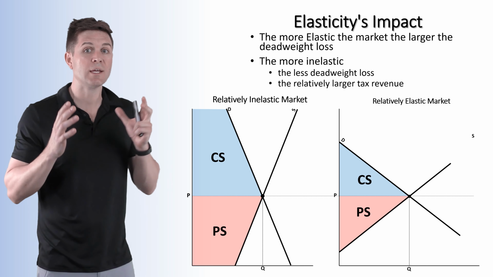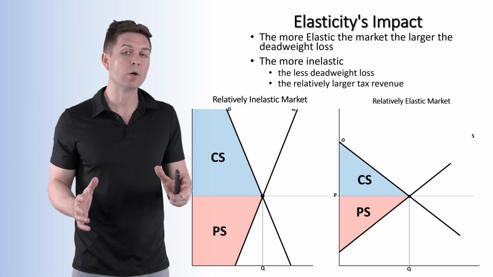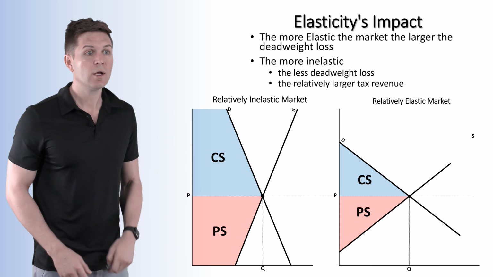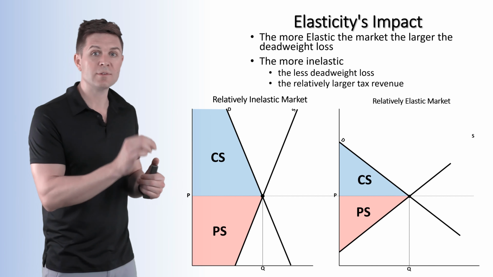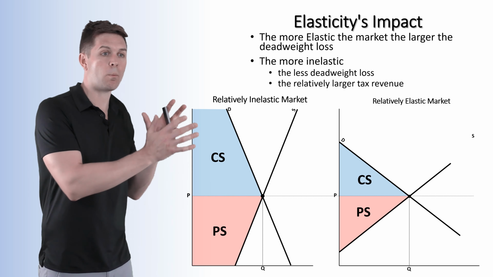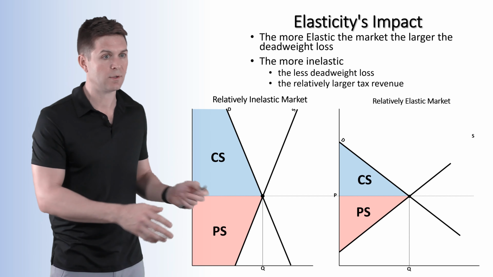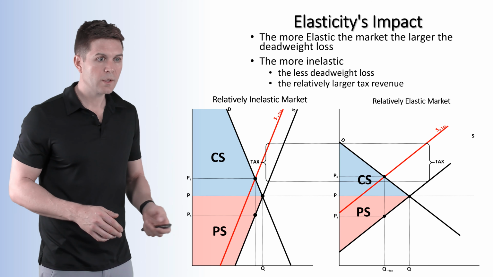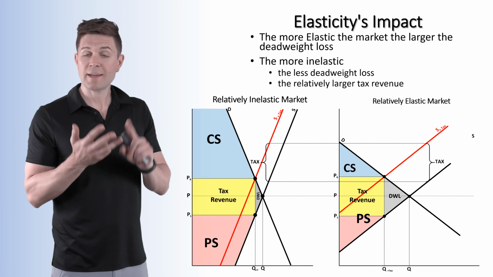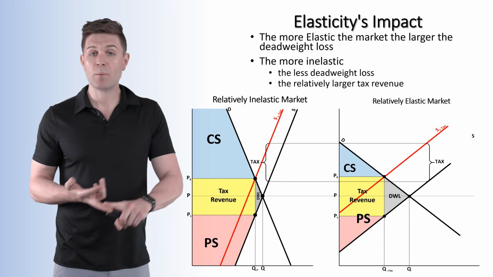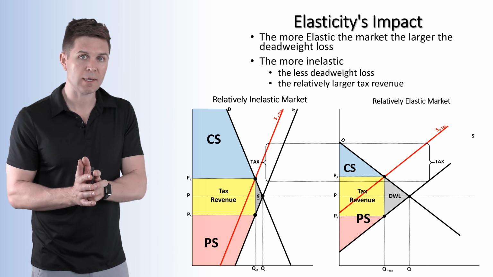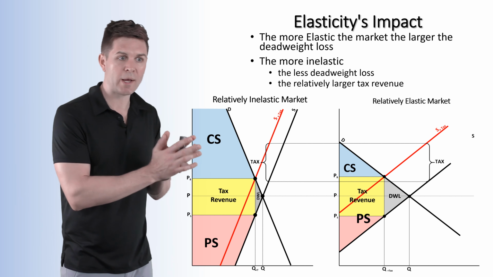So let's look at the difference in impact to a given market based on the relative elasticity of the entire market. The market on the left has a relatively inelastic market. The curves are more inelastic than they are on the right. So if we implement the same tax on both, we can see that the tax revenues are going to be different. The deadweight loss is going to be different. The more elastic a market is, the larger the deadweight loss.